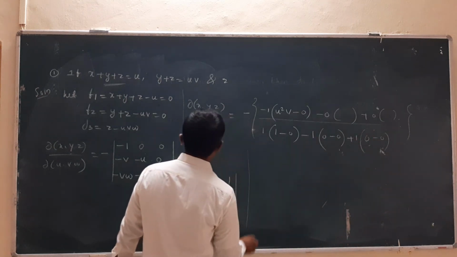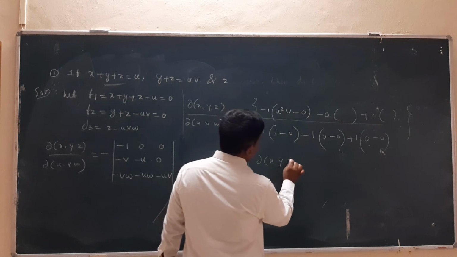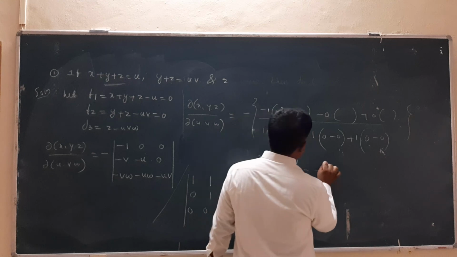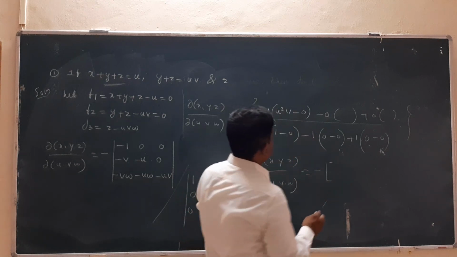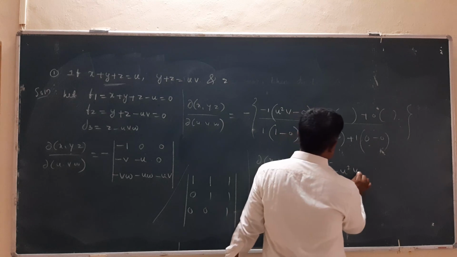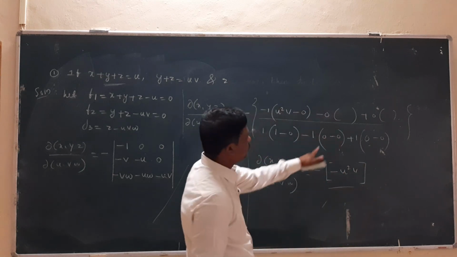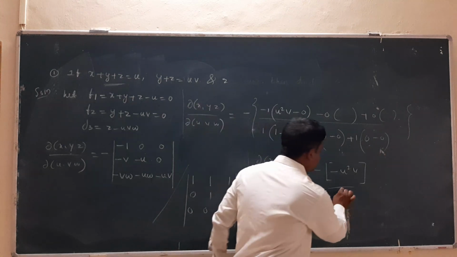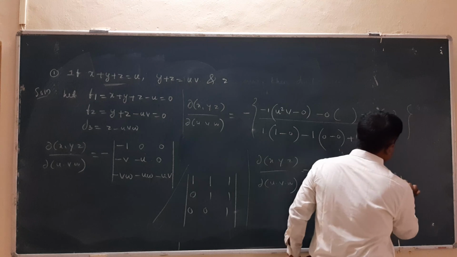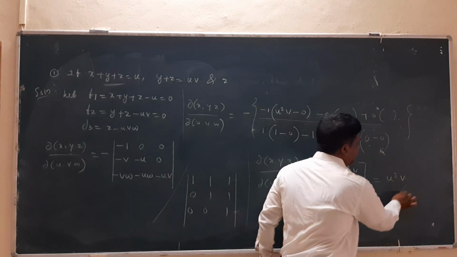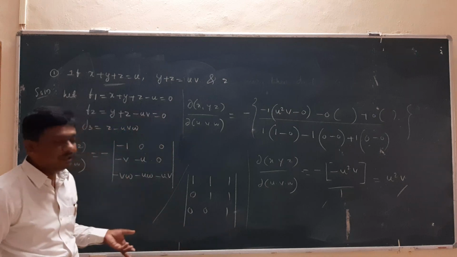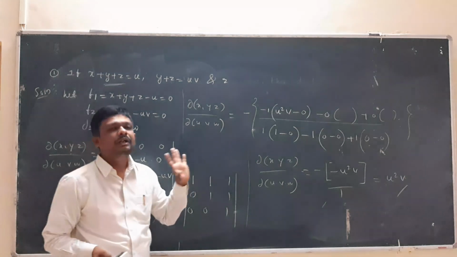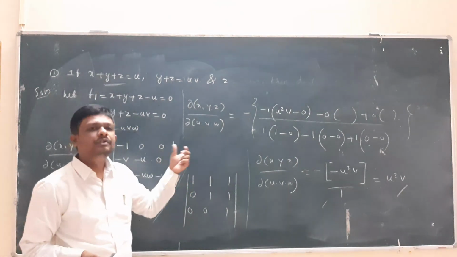So therefore ∂(x,y,z)/∂(u,v,w) is equal to minus, so this is minus u squared v upon, so this one is 0, 0 into anything is 0 and this one becomes 0, so remaining here is 1. So this implies u squared v. So this is our required answer. So here, by using the concept of implicit function, we can differentiate any type of function in case of Jacobian. Thank you.